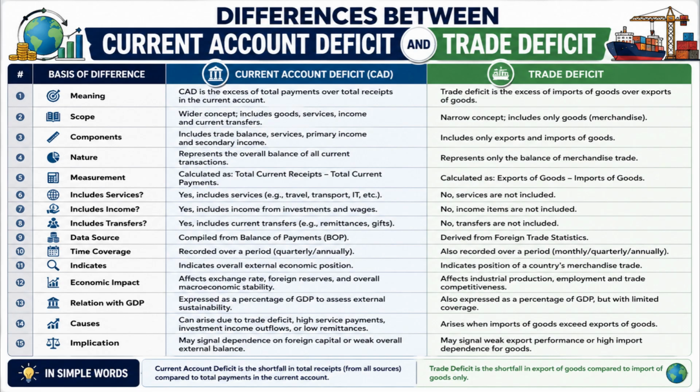Number 15. Current account deficit covers all current international economic transactions, whereas trade deficit focuses only on international trade in goods. In simple words, current account deficit is the shortfall in total receipts from all current sources, whereas trade deficit is only the shortfall in goods trade.